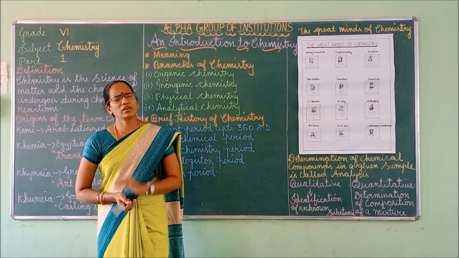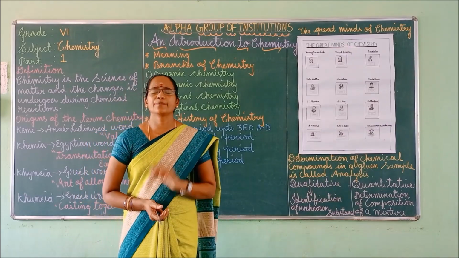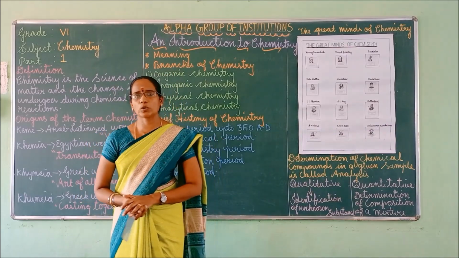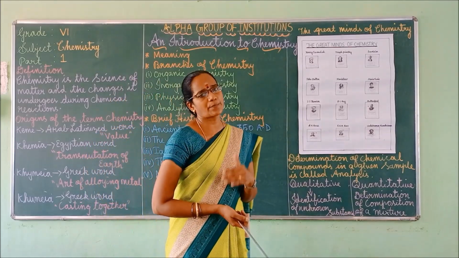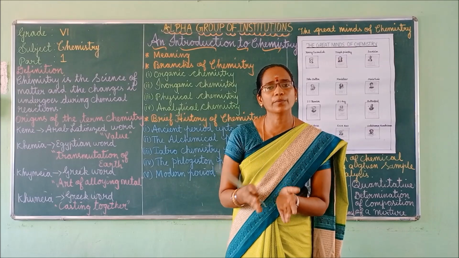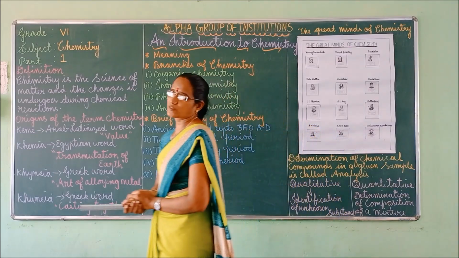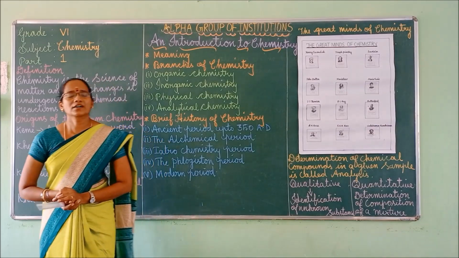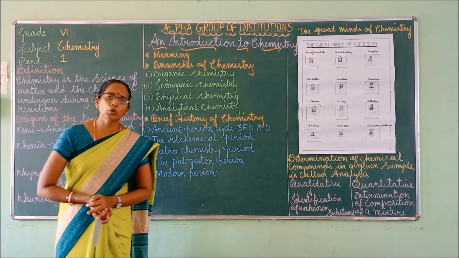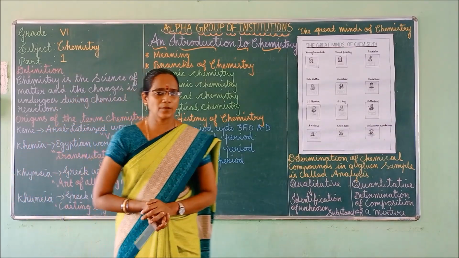Next example, and we can give a lot of examples: sodium chloride. Sodium is a separate element. Chlorine is a separate element. Both the elements combine to form the compound sodium chloride. So what do you mean by compound? A compound is composed of two or more separate elements.